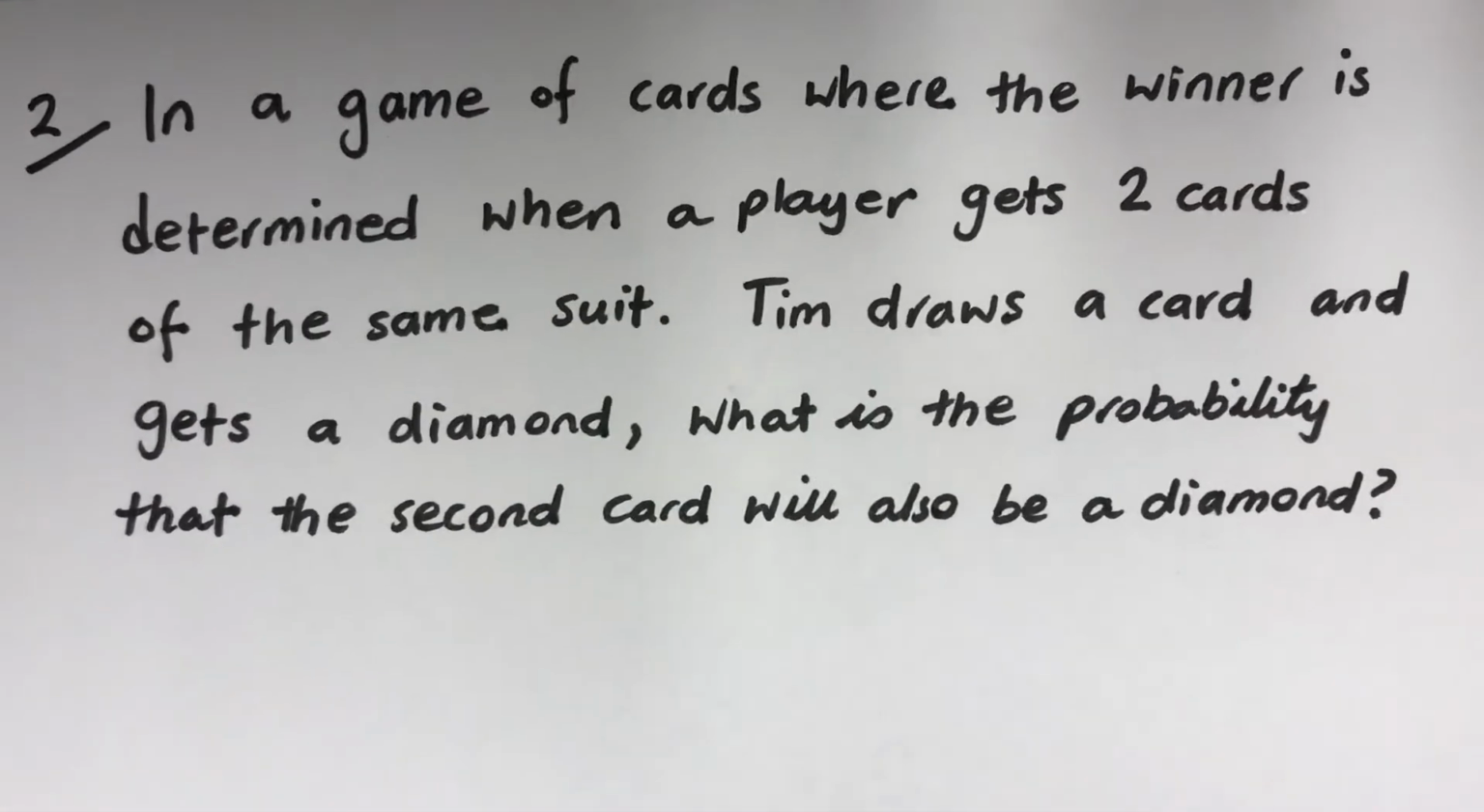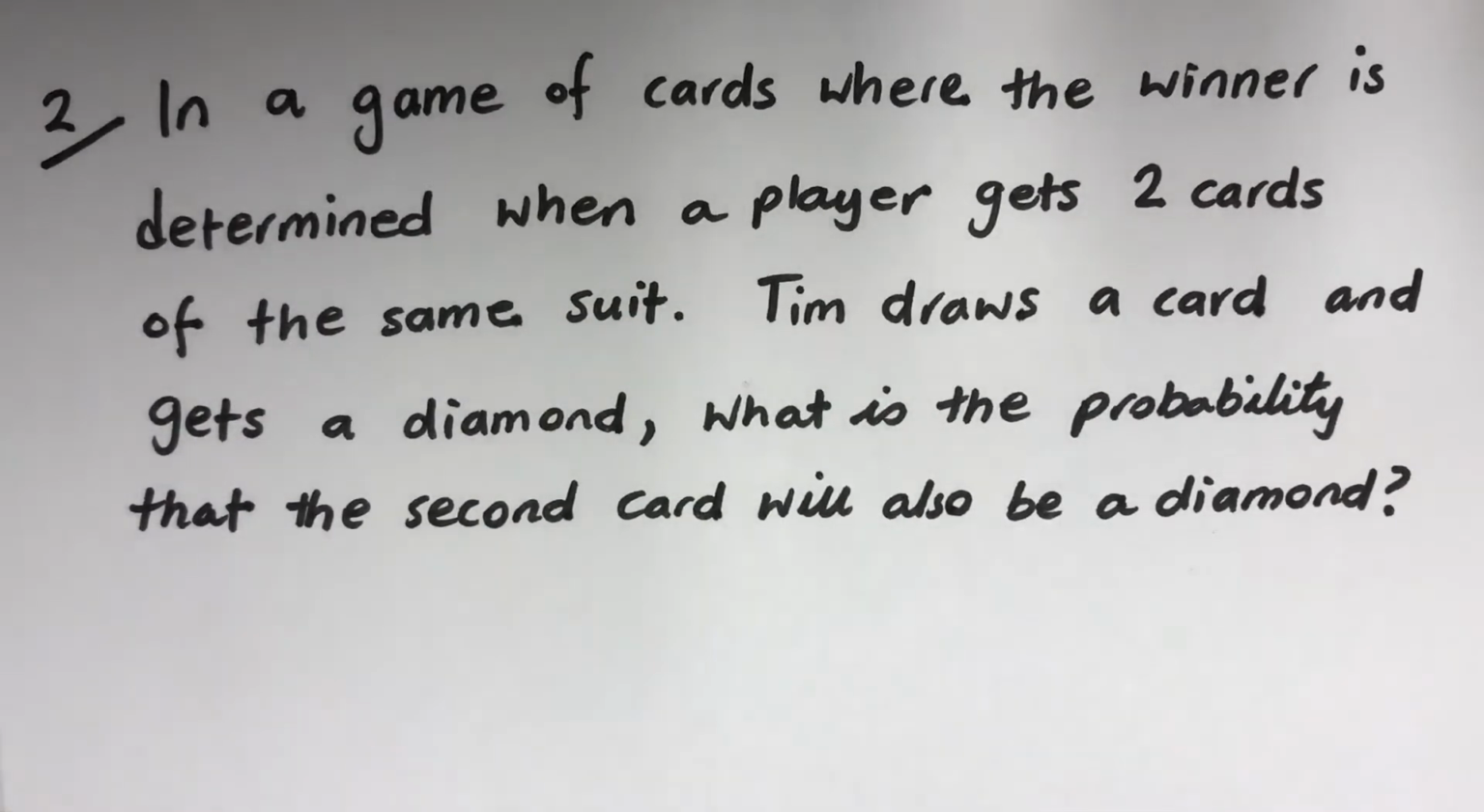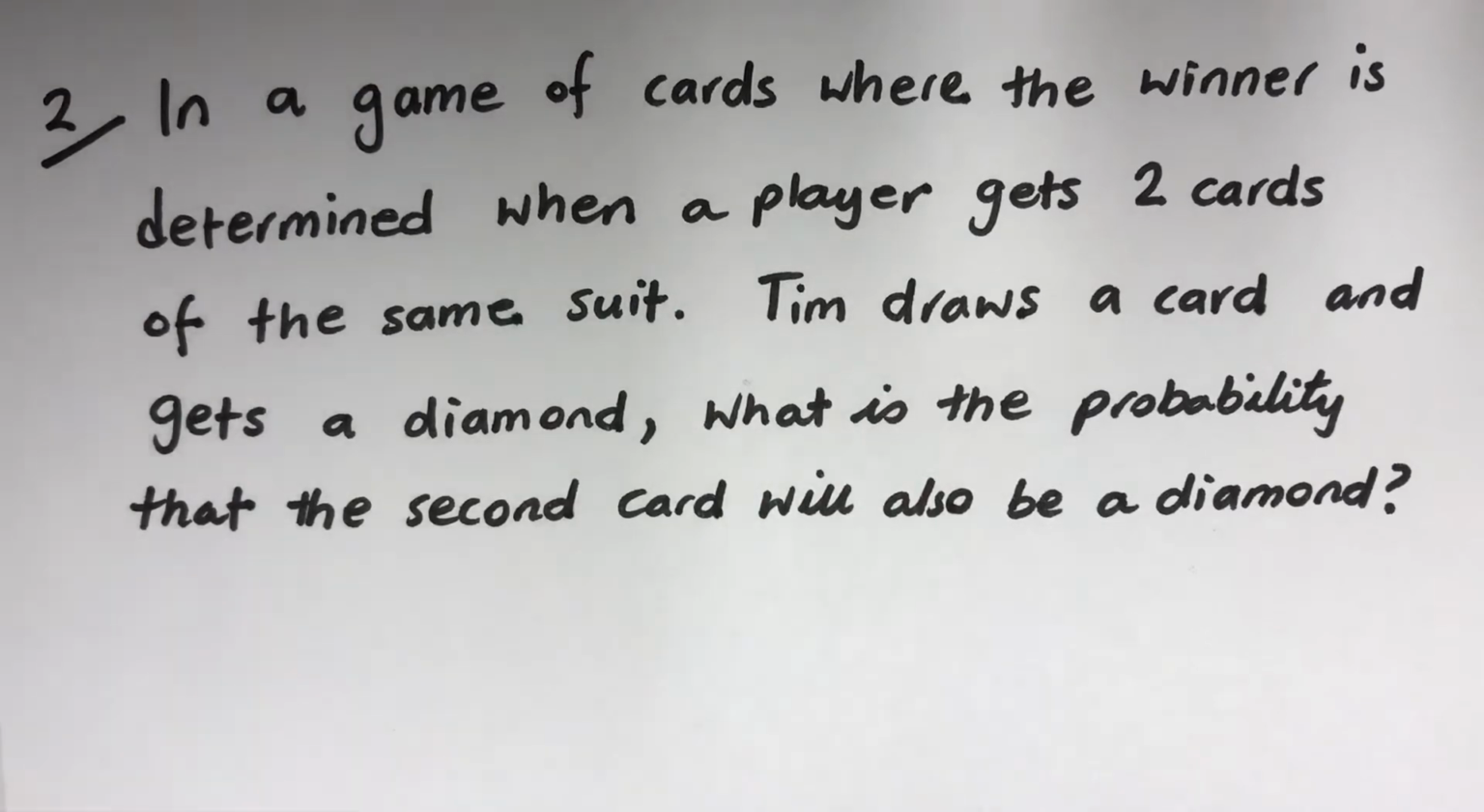Next one. In a game of cards where the winner is determined when a player gets 2 cards of the same suit, so it's like heart, heart, diamond, diamond, and so on. Tim draws a card and gets a diamond. What is the probability that the second card will also be a diamond? So this is a conditional probability.